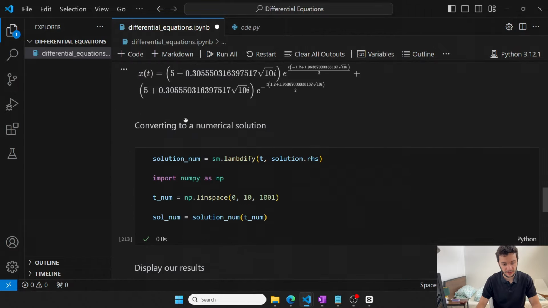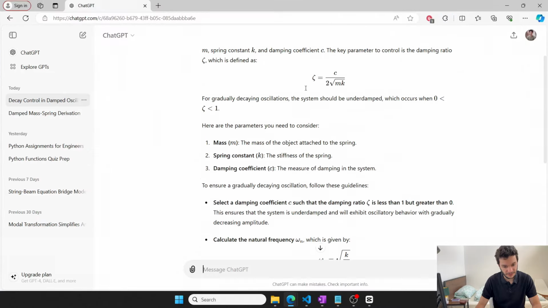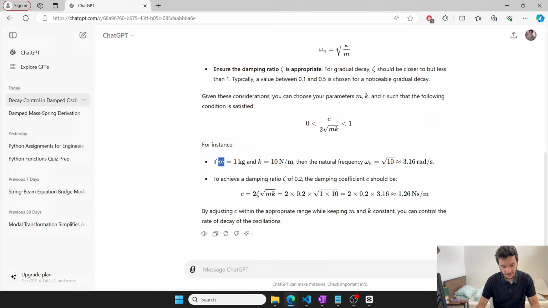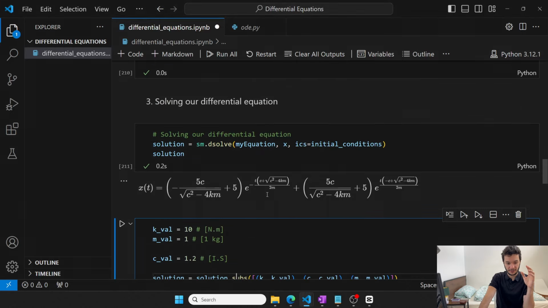So feel free to play around with these parameters right here, the k, c, and m. If you want, you can ask ChatGPT what would be the right values for the right terms. For example, here, if m is equal to 1, k is equal to 10, we can take c equal to 1.26 newton seconds per meter, and so on. So you're free to change the parameters as you want. Now, I'll try to make this code a little bit more visually pleasing, and I will upload it.